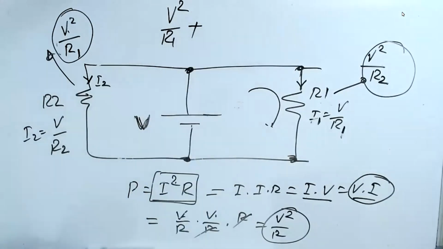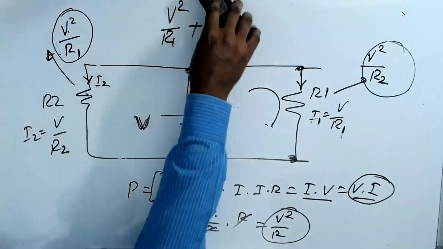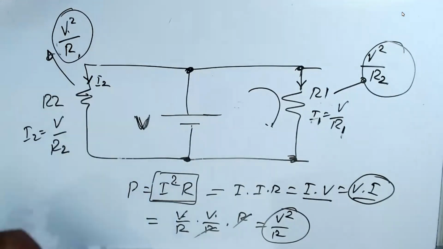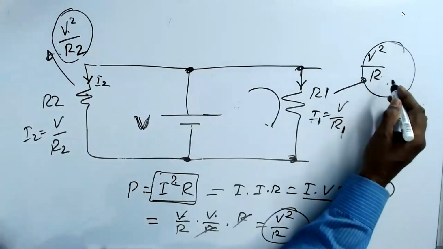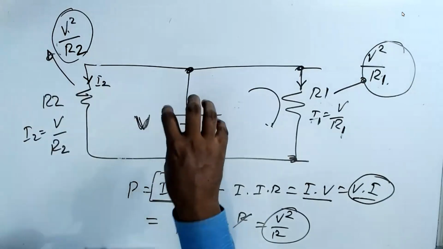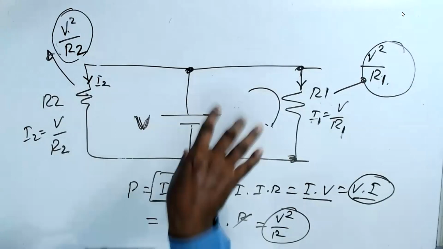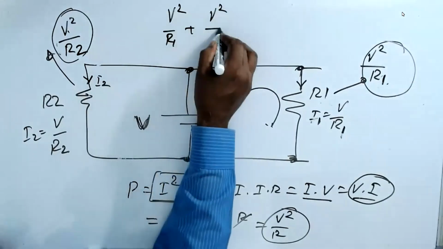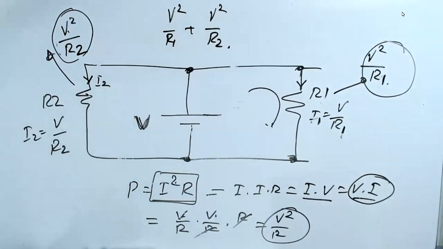Sir, it should be V square by R2 now, sir, left side. Oh, sorry. V square by R2. Correct. Thanks. I connected things wrongly. Okay, the right side is V square by R1. The left side is V square by R2. So the total power dissipated by this circuit is V square by R1 plus V square by R2. Am I right? This is clear.